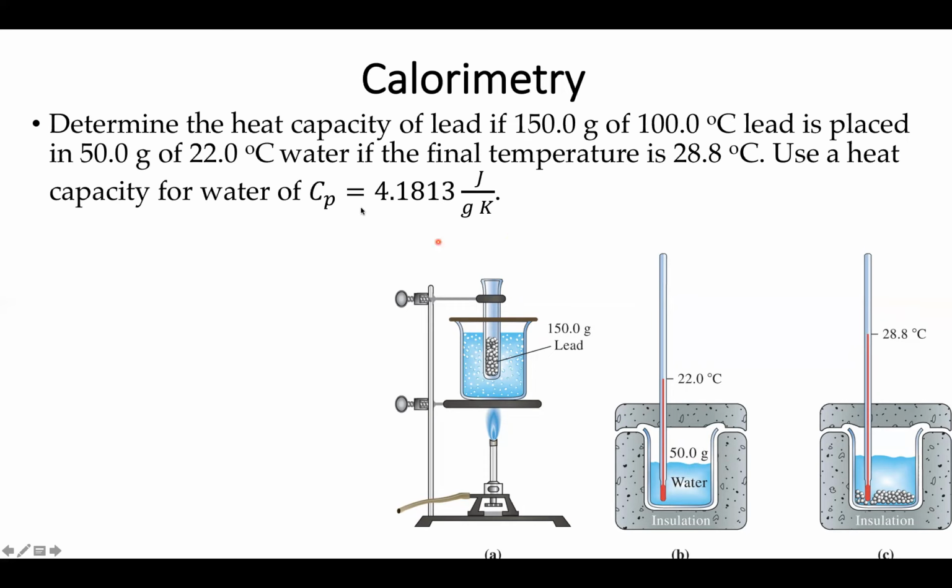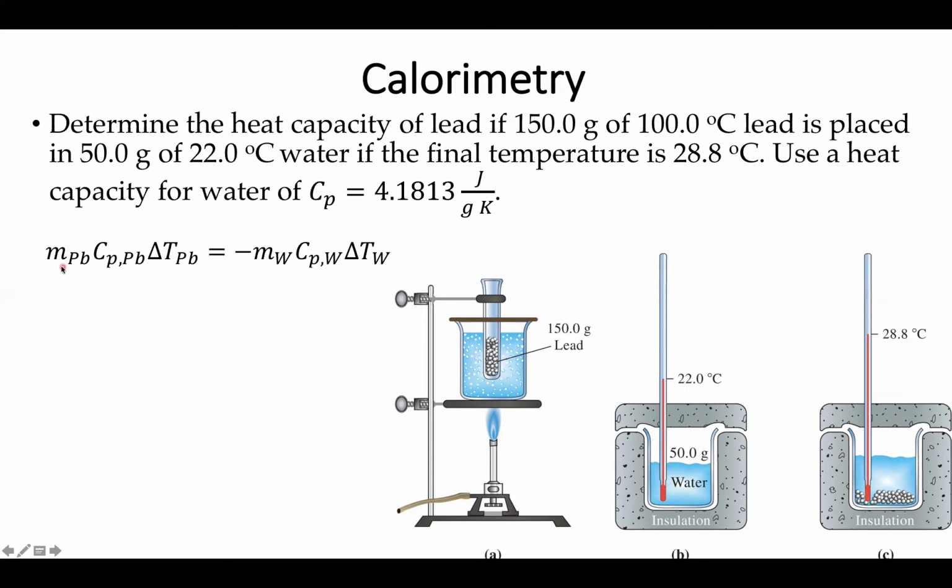So we're going to use the heat capacity of water of 4.1813. So again, joules per gram Kelvin. And always make sure you watch your units when playing with this. So because we're working with grams, that means I'm looking at specific heat capacities. And I'm going to try and determine the specific heat capacity of lead, not its molar heat capacity.